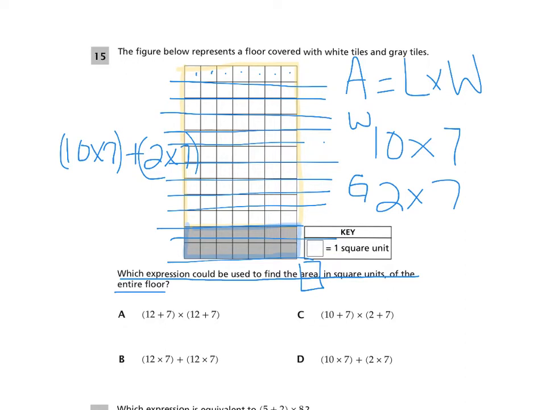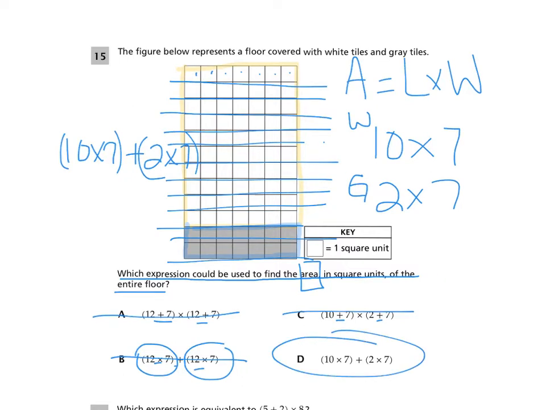So down below, I'm seeing 12 plus 7. We know that's not right because area is length times width, so we can get rid of that one. I do see multiplication and plus, but this would be two arrays of 12 times 7. That's incorrect. We can see that from the picture. Then I have 10 plus 7 and 2 plus 7, which is very close, but again, area is length times width. And then I have my 10 times 7 and plus my 2 times 7. So there's our choice for that.